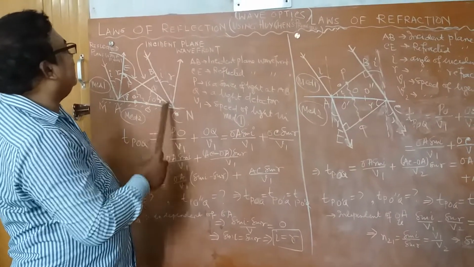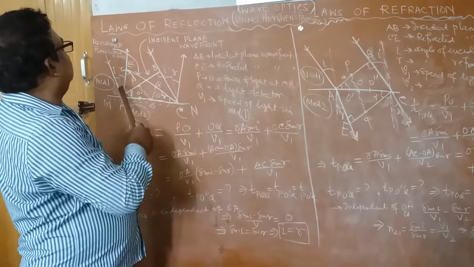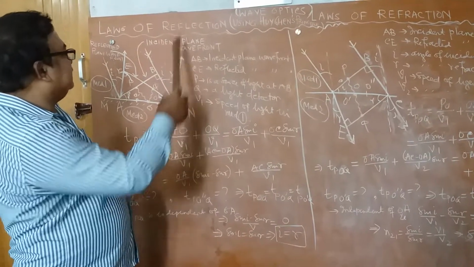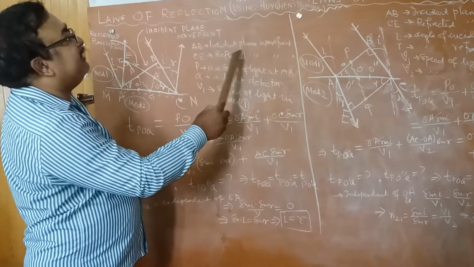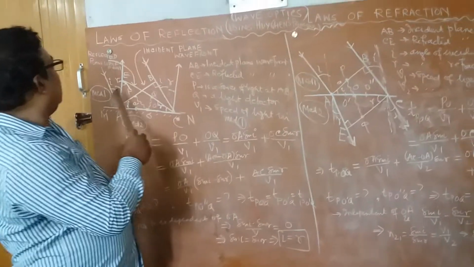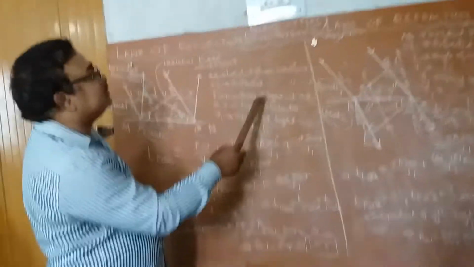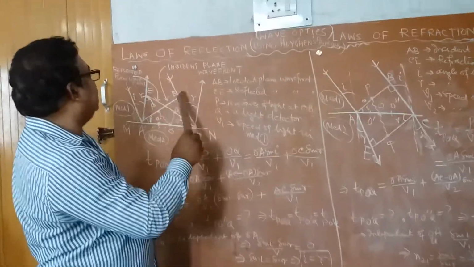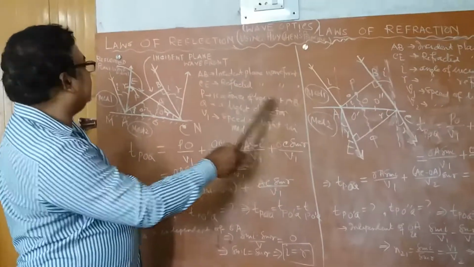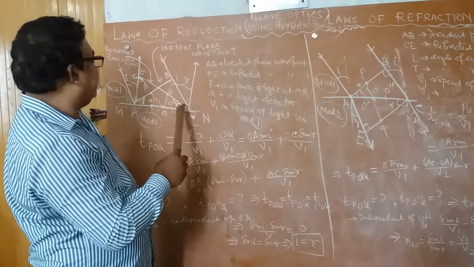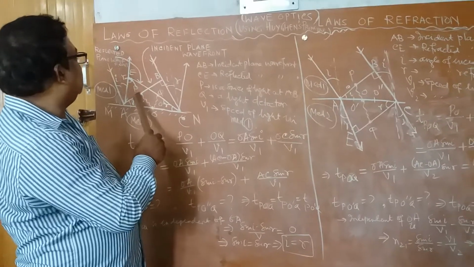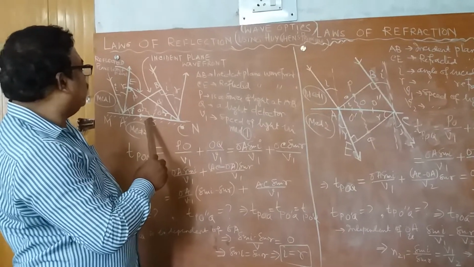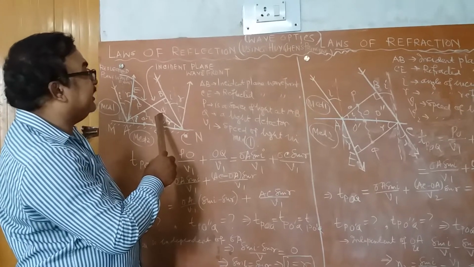Similarly, the corresponding reflected rays are these two from A and C outward. So this is normal. CE is the reflected plane wavefront corresponding. I is the angle of incidence, R is the angle of reflection. P is the source of light at AB on the incident wavefront, and Q is a light detector at the reflected wavefront, and when the light is switched on, the wave is moving from P to O and back to Q where it is detected.